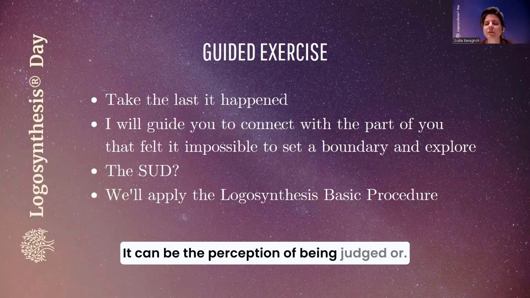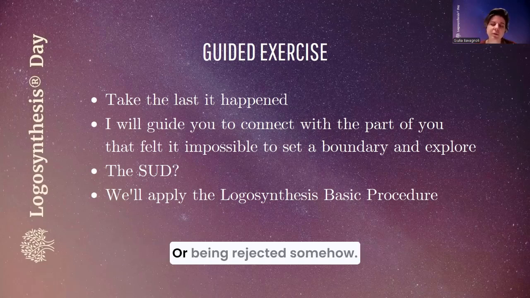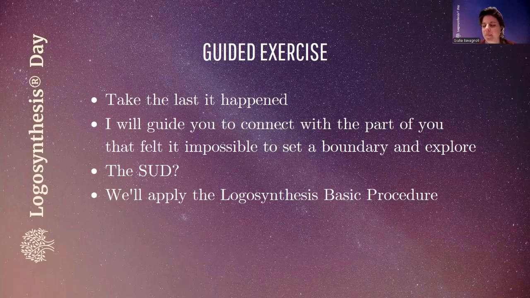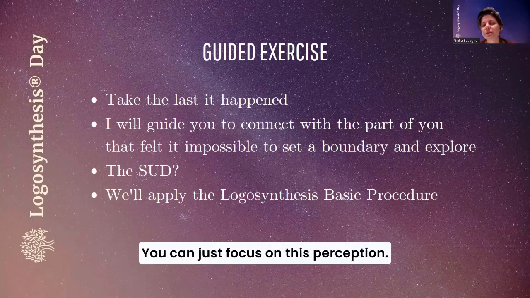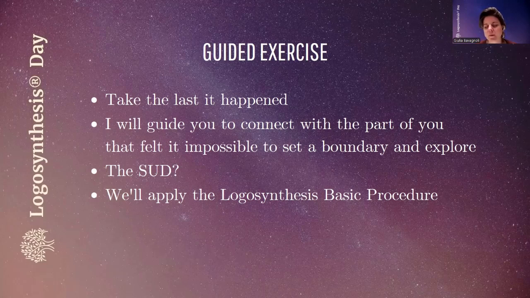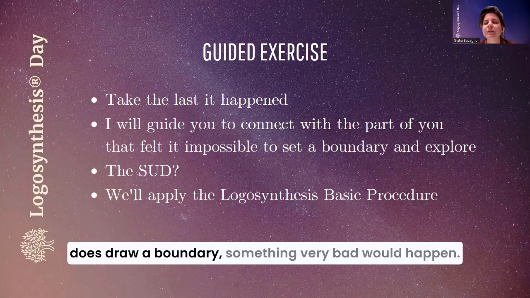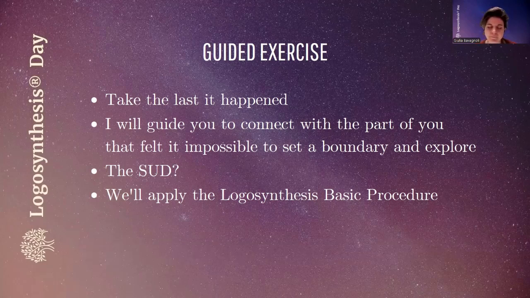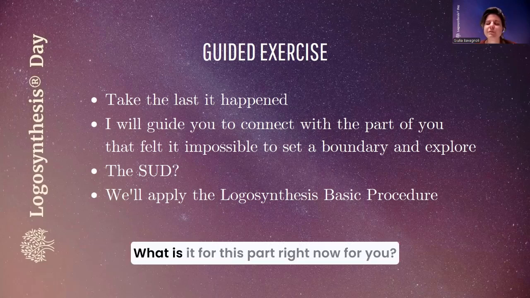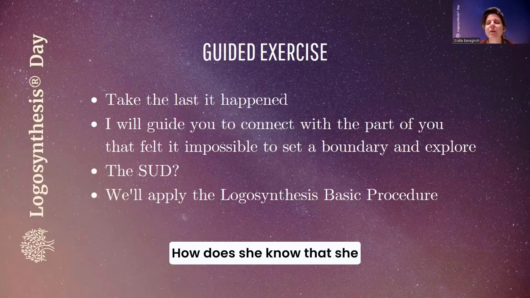It can be the perception of being judged or being rejected somehow. You can just focus on this perception. It also can be an imaginary scenario where if she does draw a boundary, something very bad would happen. What is it for this part right now for you? How does she know that she cannot set a healthy boundary?